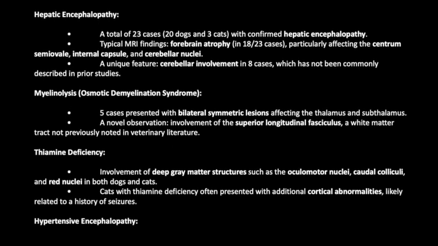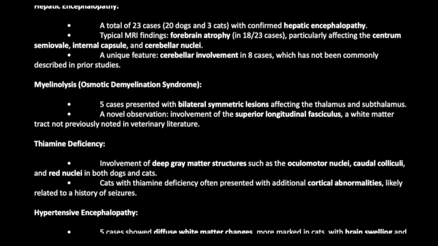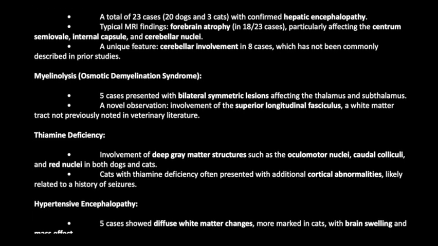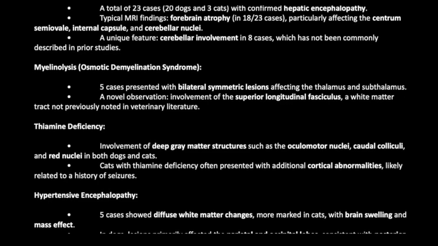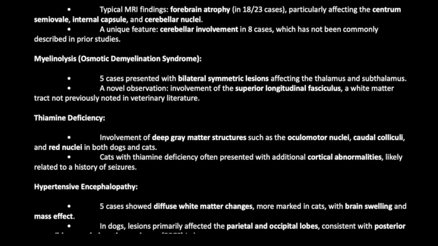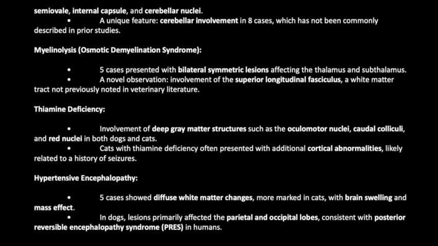Thiamine deficiency: involvement of deep gray matter structures such as the oculomotor nuclei, caudal colliculi, and red nuclei in both dogs and cats. Cats with thiamine deficiency often presented with additional cortical abnormalities, likely related to a history of seizures.